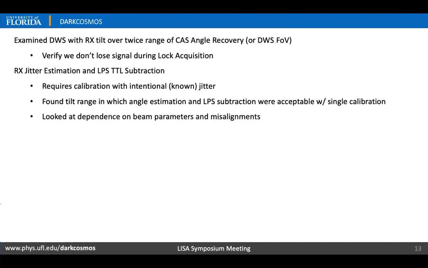ability to acquire lock. Recovering beam tilt angles from DWS signals or subtracting tilt-to-length from length signals requires calibration of these signals. Intentionally jittering our RX beam, we use the known jitter, LPS, and DWS to obtain central LPS and DWS slopes with respect to the beam tilt. We examine, using these slopes, the beam tilts for which we can adequately recover beam angle and remove tilt-to-length noise, looking at how these ranges vary with beam or system parameters.